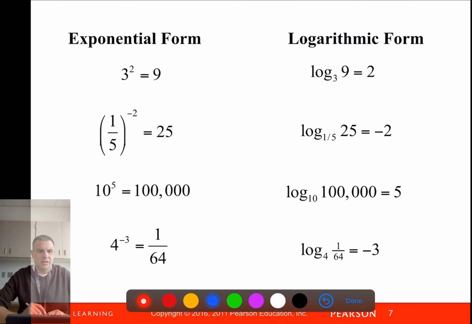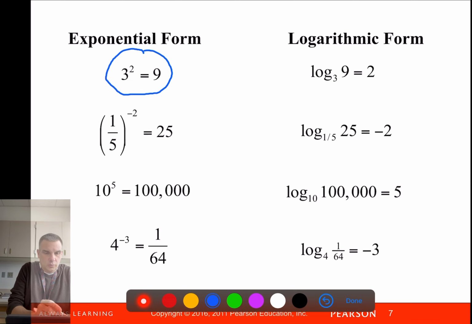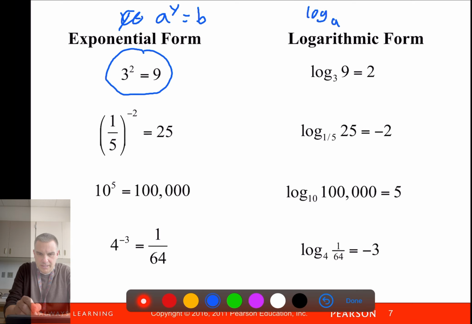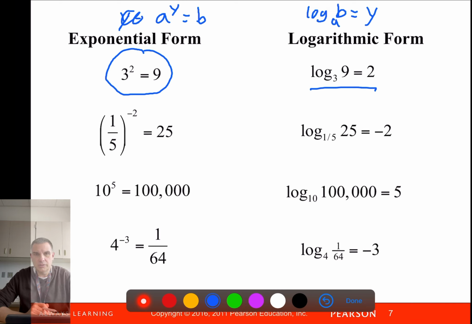Okay, so if we look at the first one, it's in exponential form. We've got 3 squared equals 9. Remember, up here we said that this was a to the y equals b. And then we said that that was equivalent to log base a of b is equal to y. So we're just kind of replacing these. We've got 3 squared equals 9, so this becomes log base 3 of 9 equals 2. What was the base? This is the base of exponential form. That becomes the base of the logarithmic form.